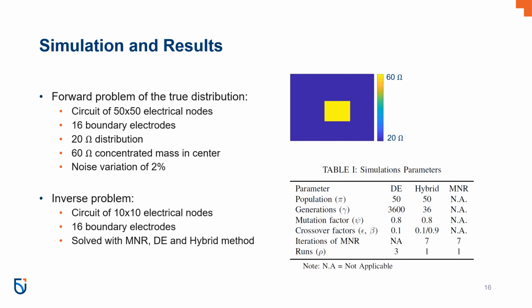To simulate our proposed algorithm, we created a true distribution that is mostly made up of 20 ohms with 60 ohms centered in the middle. We ran the differential evolution algorithm by itself, as well as the modified Newton-Raphson algorithm initialized with different initial estimations, and then we ran our hybrid algorithm. The parameters are displayed in table 1, and I will show you the results on the next slide.